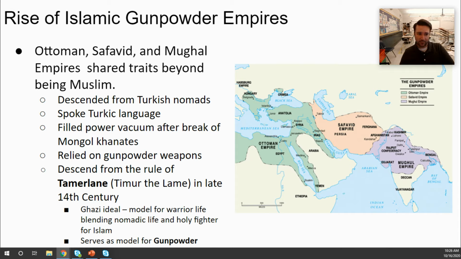They all descend from Turkish nomads, which dominated as far as the peoples of Central Asia, and then they expanded into what is now the Middle East and North Africa. They are going to fill the power vacuum left by the breakup of the Mongol Khanates. When the Mongol Khanates fall apart, a power void is there, and they are going to fill that void. Much of that is dependent on their ability to successfully deploy gunpowder weapons into battlefields.